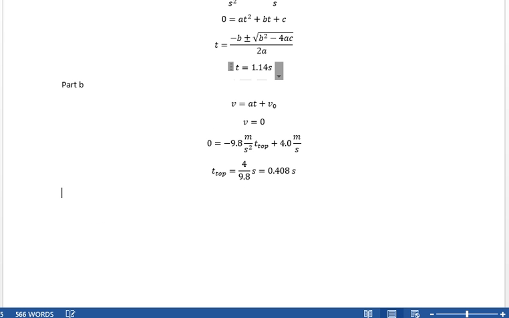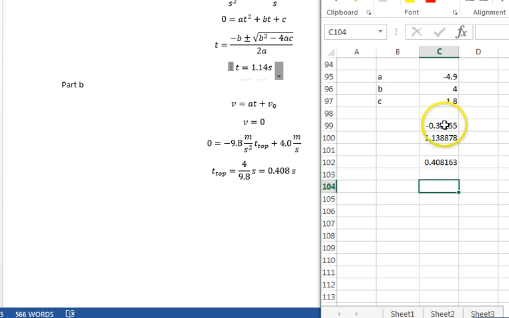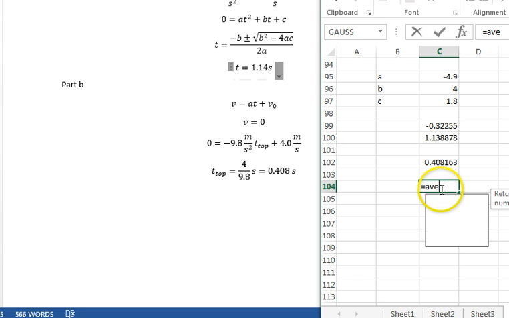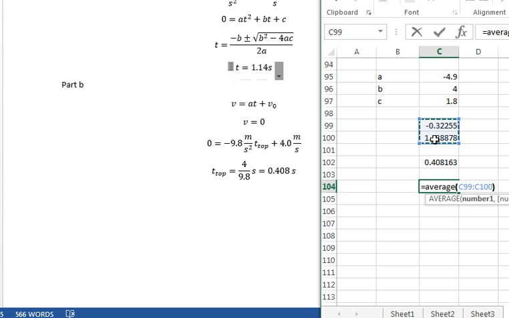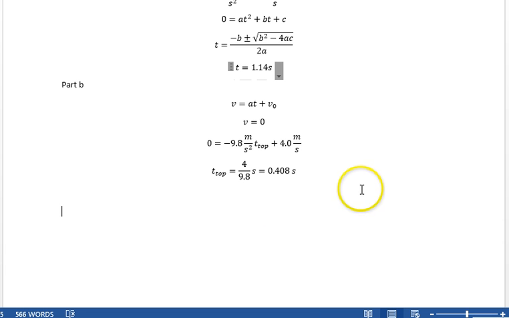Just to show you another way to get to that answer, if we go back to Excel and think about the problem in its symmetric form, we can go backwards in time. At minus 0.322, she was on the water. She goes up, hits her peak, heads back down, and hits the water again at 1.1388. If we take the average of those two times, that gives us when she was in the middle, which is when she's at the top. The average is 0.408.